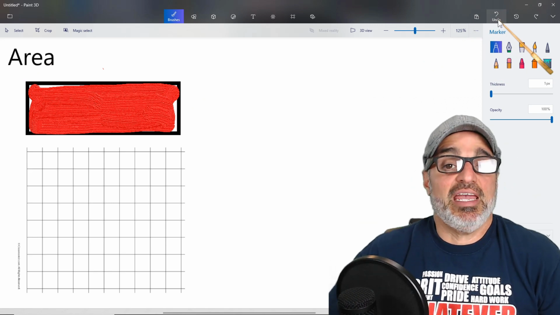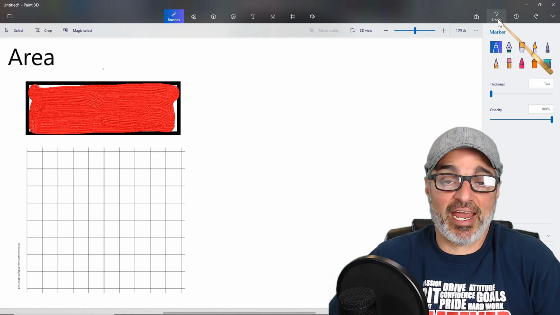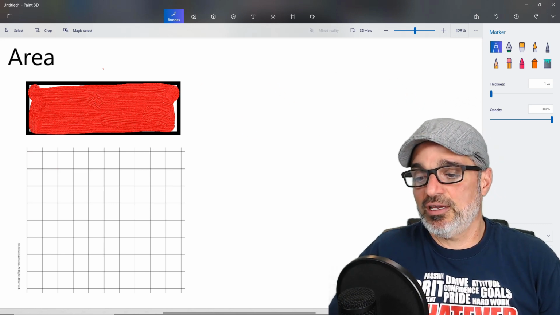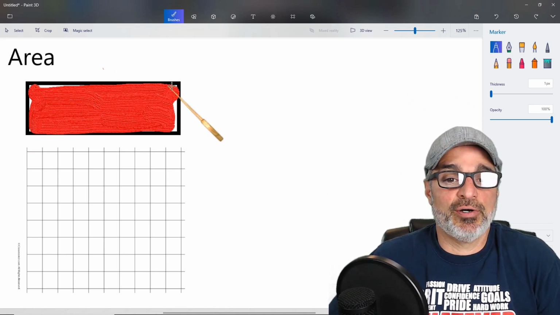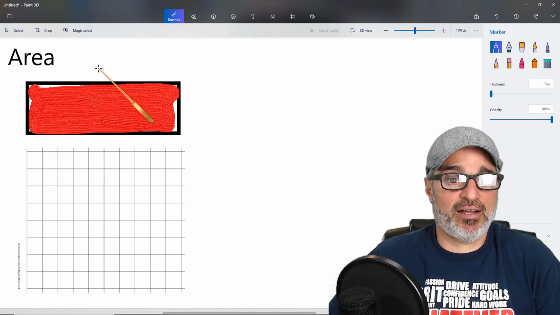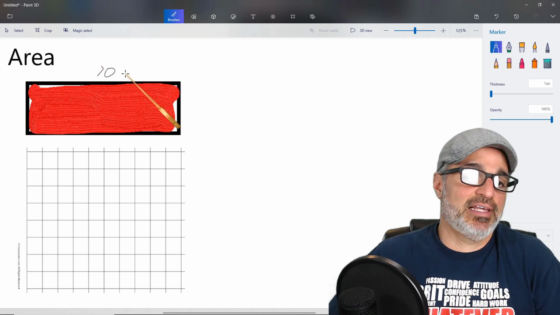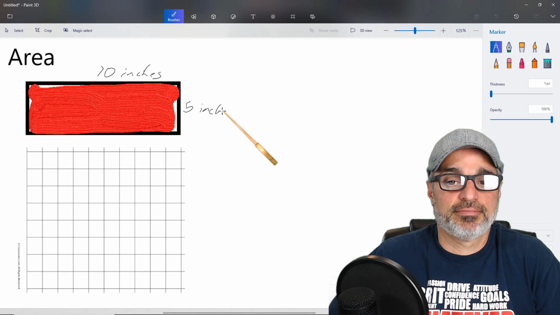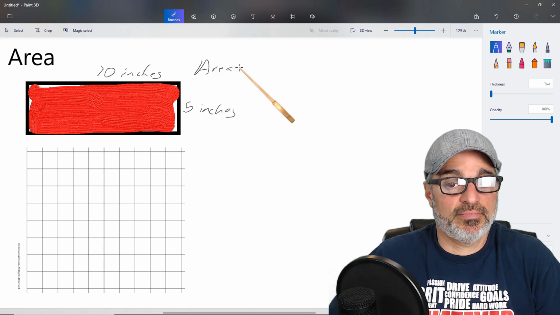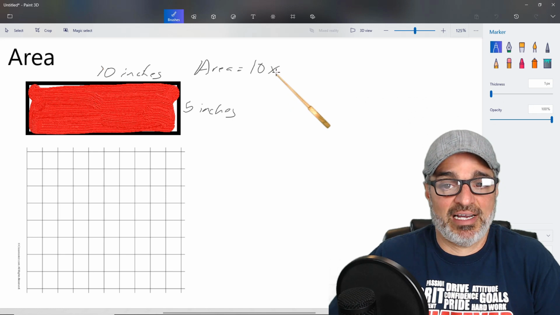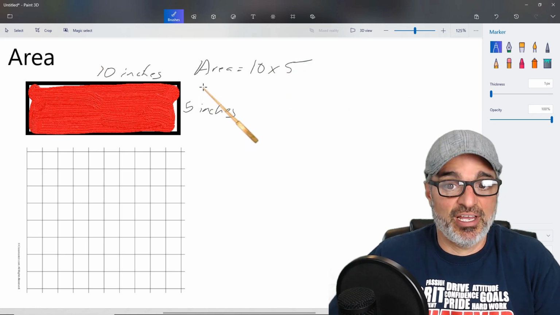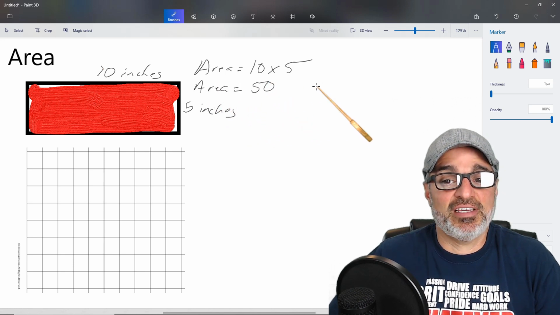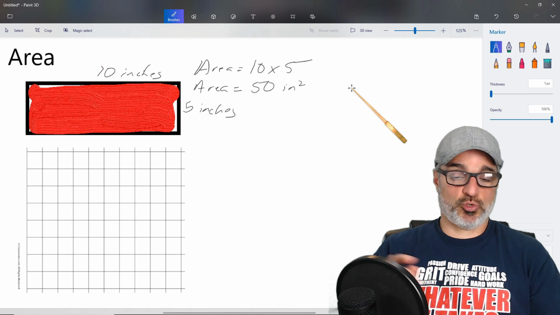So here we go. If we have those measurements, then we can calculate area very easily by multiplying them. So for example, if I tell you that the width of this rectangle is 10 inches, and the height is 5 inches, then the area of that rectangle would be 10 times 5. And so we report the result like this: area equals 50 squared inches.